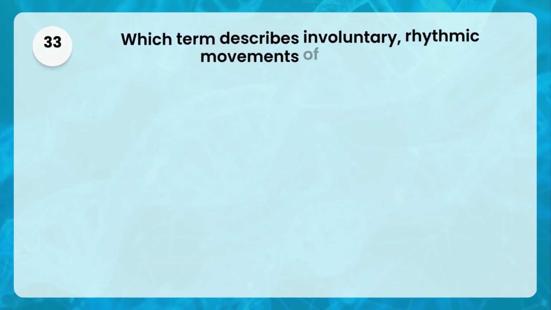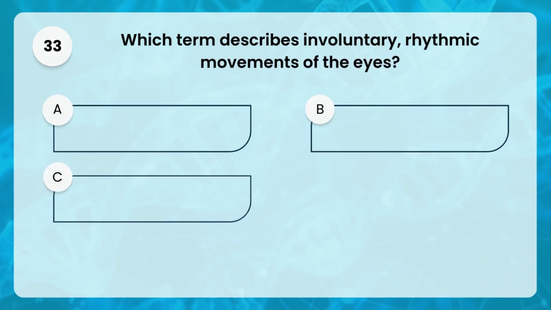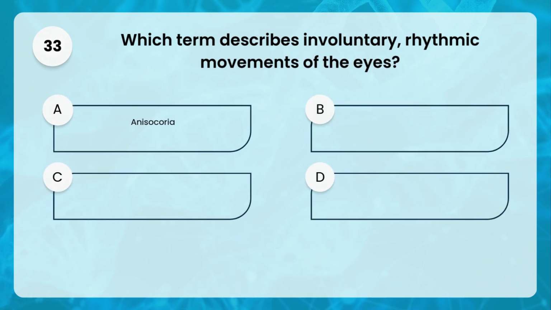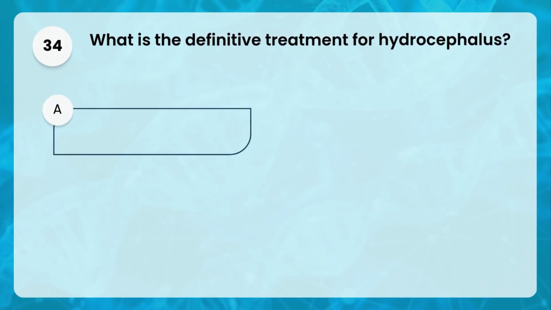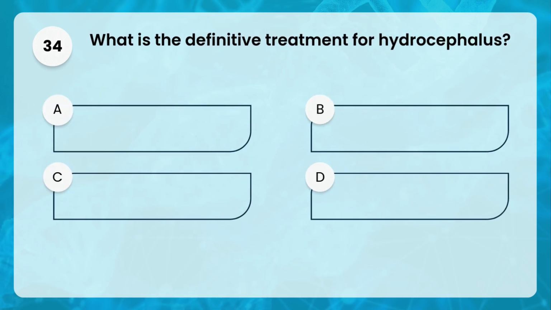Number 33. Which term describes involuntary rhythmic movement of the eyes? A. Anisocoria. B. Nystagmus. C. Diplopia. Or D. Ptosis. The answer is B. Nystagmus.